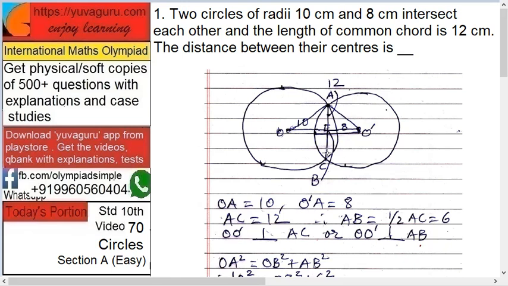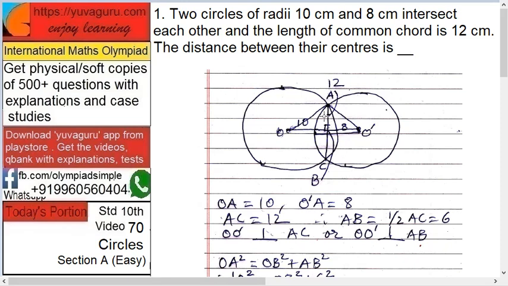Now this is AC, and this middle point B is half of AC always. Okay, so what all we have? OA equals 10, O dash A equals 8, AC equals 12. Therefore AB equals 1 upon 2 into 12. Right? AB is always half.